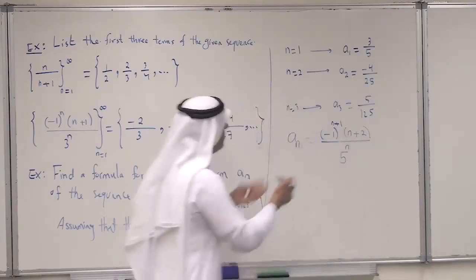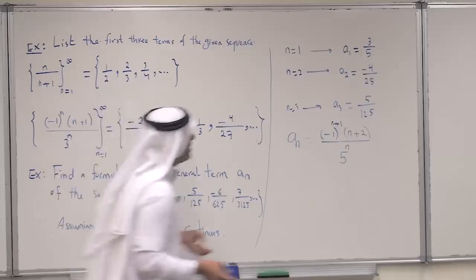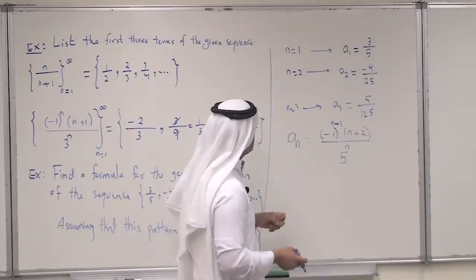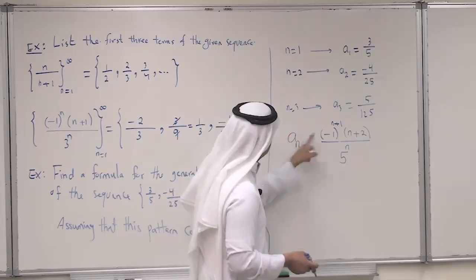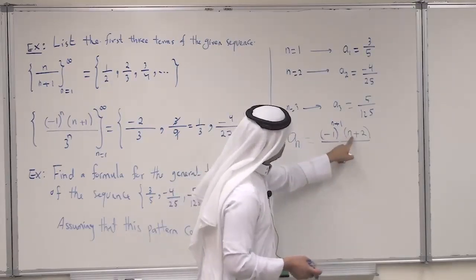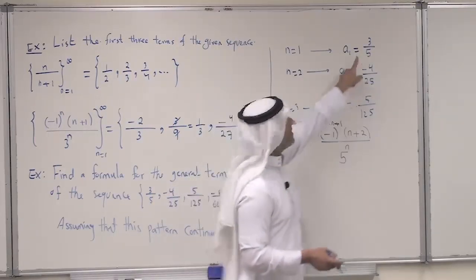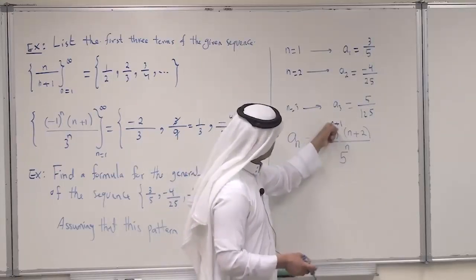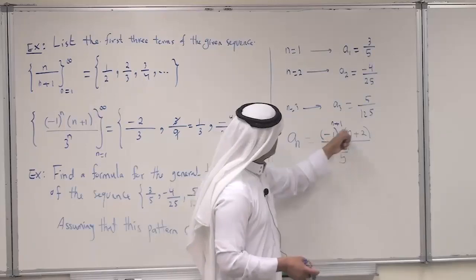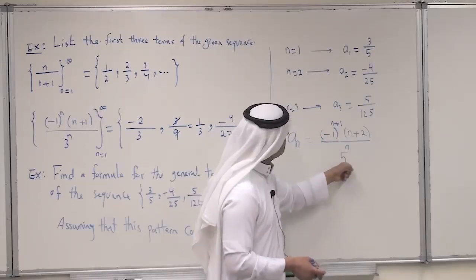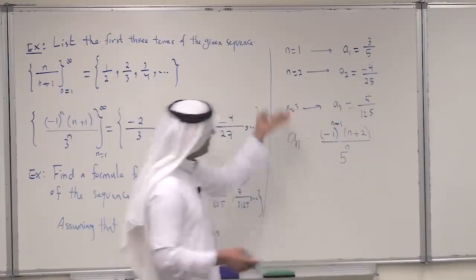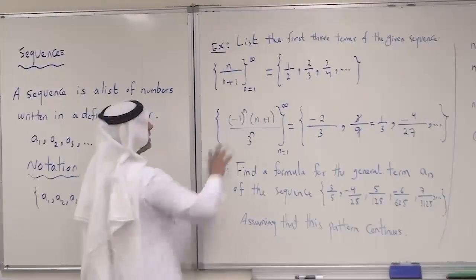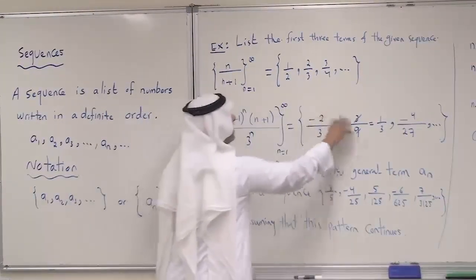And now you can check your answer by substituting back the positive integer values. If you substitute 1, this will be positive. This will be 3, this will be 5. So that's 3 over 5. Substituting n equal to 2, this will be odd, so this is negative. 2 plus 2 is 4, 5 squared is 25. So yes, it makes sense. It is moving fine. So this is the way you move from the general term given to list some elements.